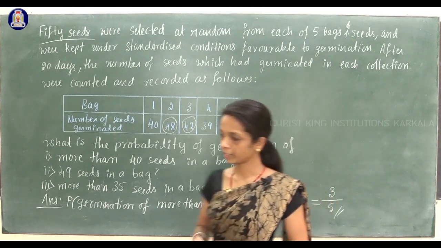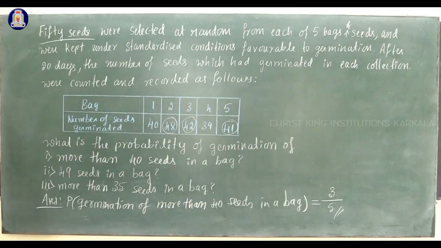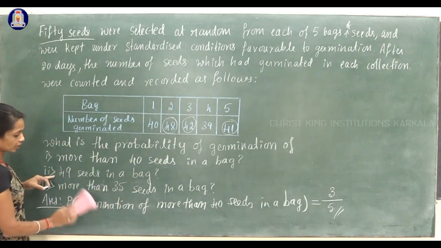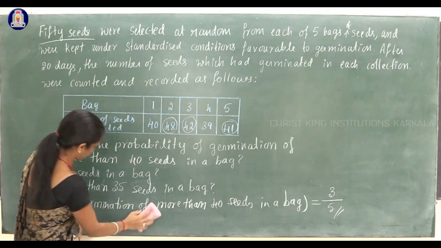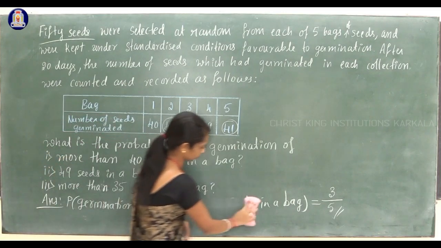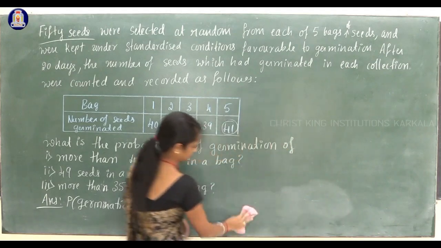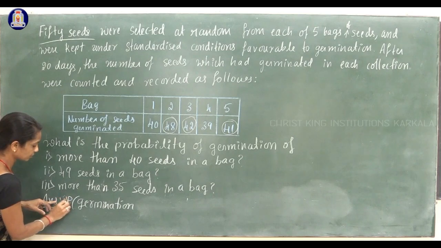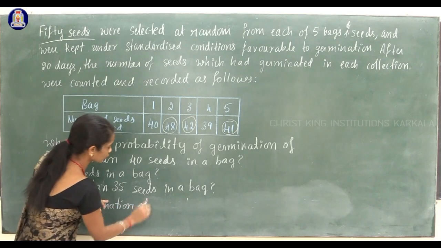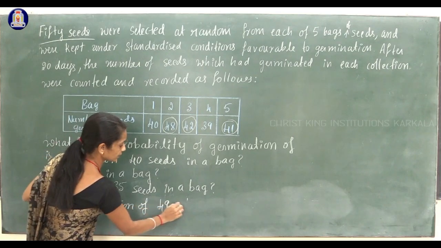Next, the probability of the second event, that is, the probability of germination of 49 seeds in a bag. This is the answer for the second sub-question, the probability of germination of 49 seeds in a bag.